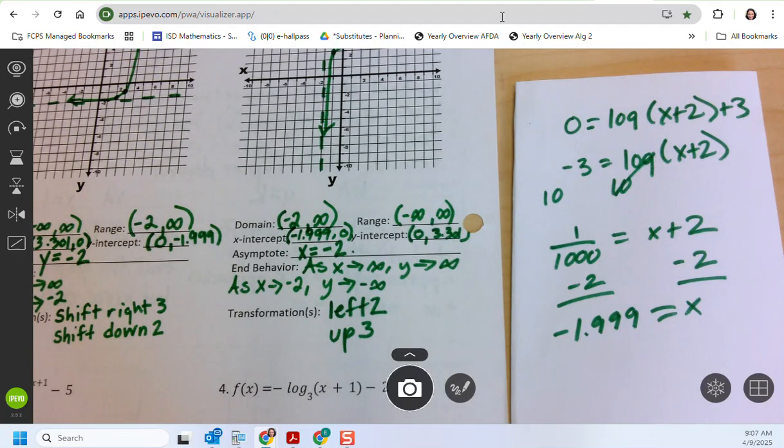All right, we'll do one more together, and then we're going to do one on the whiteboards, and then we'll have some time to review for your quiz. So we're going to do number 3 next. If you're ready, you can move on to number 3.